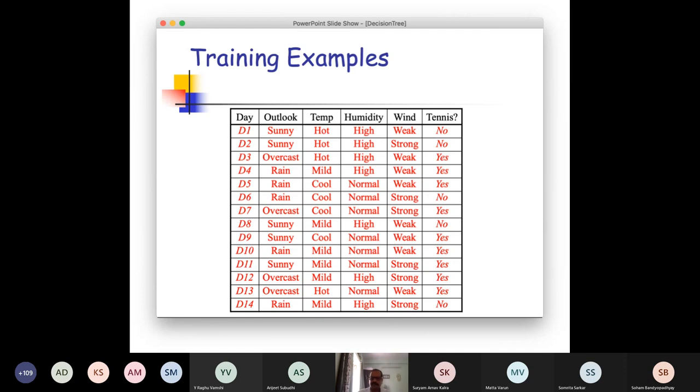Outlook, which earlier we called the sky condition, is basically the environmental conditions. Then the temperature, humidity, and wind speed, or wind in this case, is the name of the attribute. Finally, the outcome is whether you'd be interested to play tennis under this condition or not. Our task is to take the attributes of a particular day and predict the outcome.